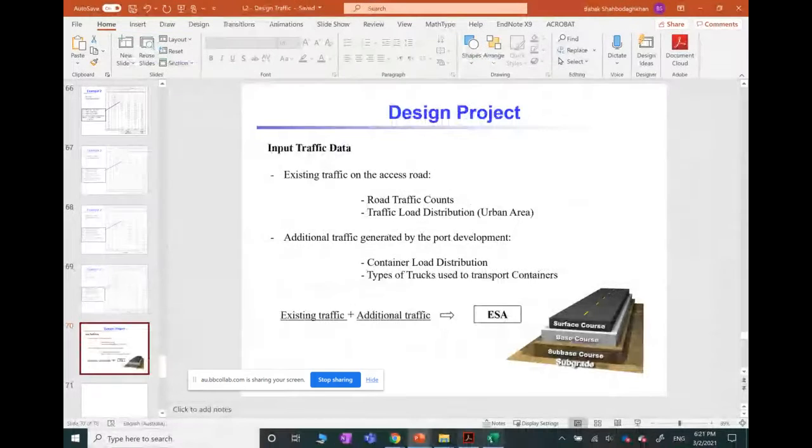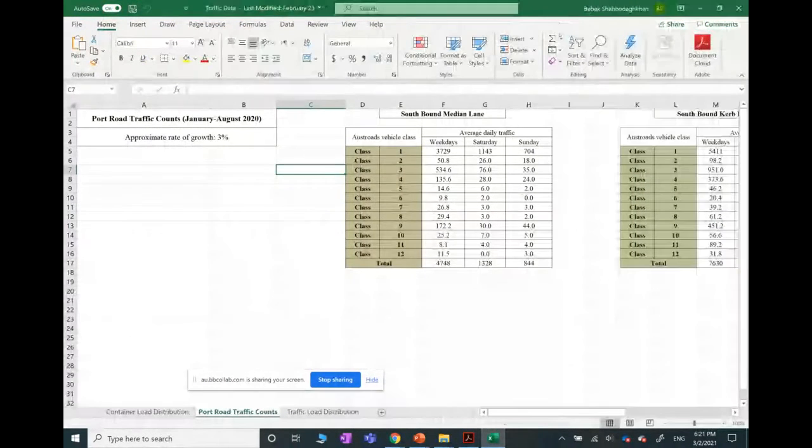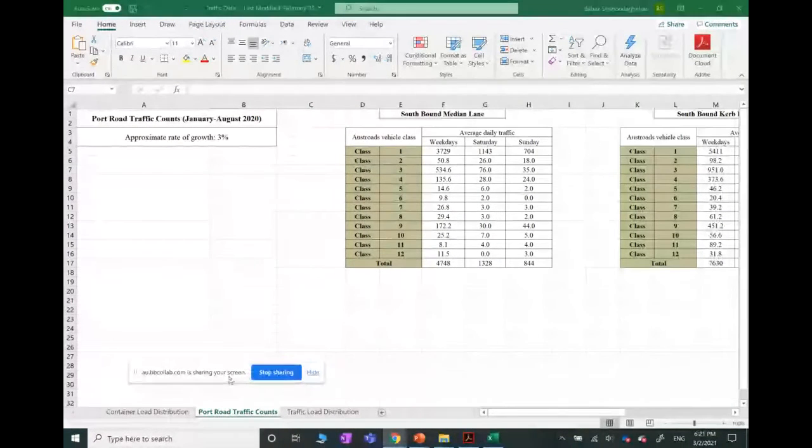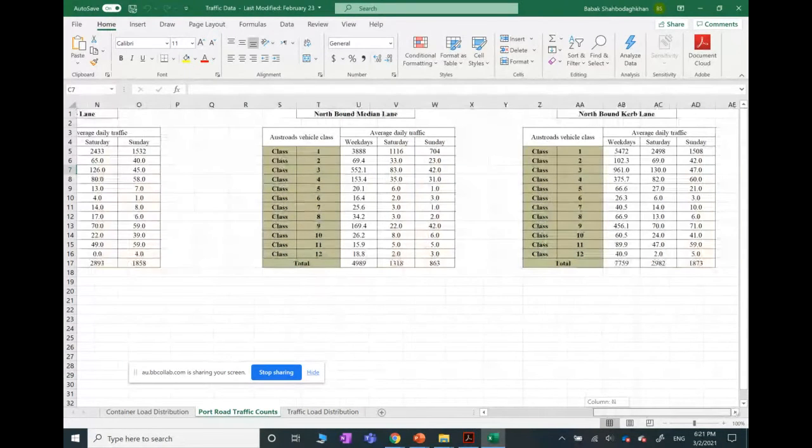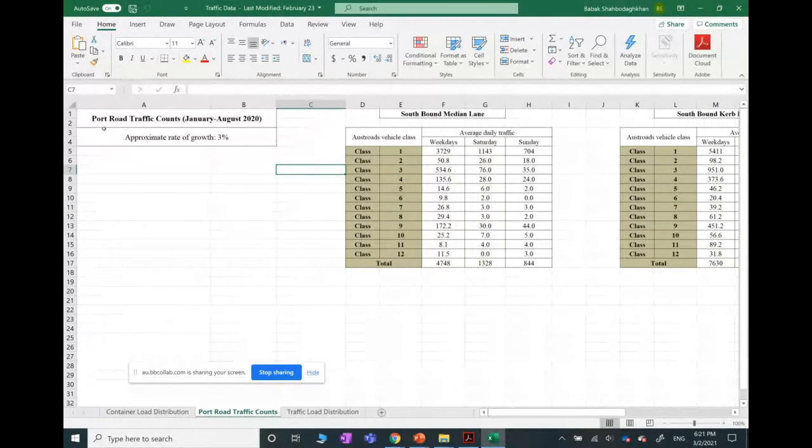So let me show you the survey data that I provided you. In the Excel file, we have the traffic data. In the second tab, we have port road traffic counts. So these are, again, real survey data, WIM, weigh in motion data that I provided you. So this is for a case of January to August 2020 for one road, and the approximate rate of growth, or R, is 3% here.